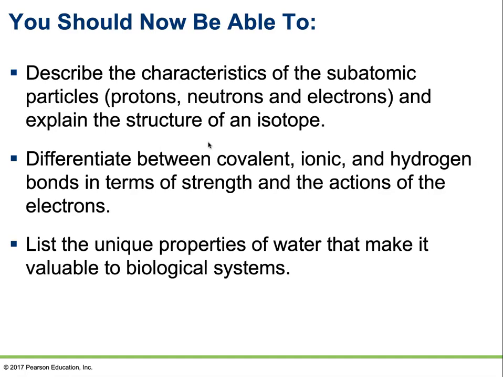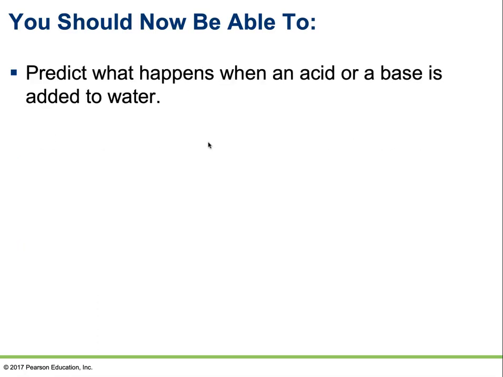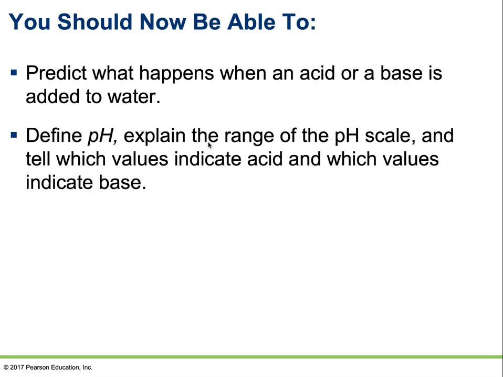You should also be able to list the unique properties of water that make it valuable to the biological systems. Not just list them, but understand them. Understand where they come from. How does hydrogen bonding play a role in all of these properties? How does the polar nature of water play a role in all of these properties? You should also be able to predict what happens when you add an acid or base to water. You should be able to define pH, explain the range of the pH scale, and tell which values indicate acid and which values indicate a base. What is neutral pH? What's an acidic pH?